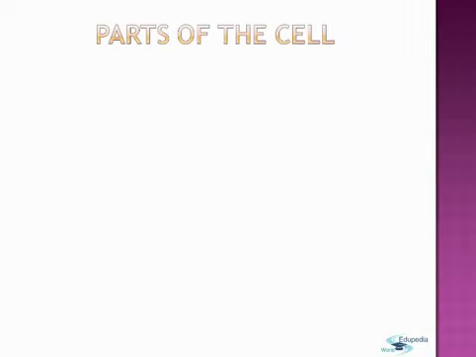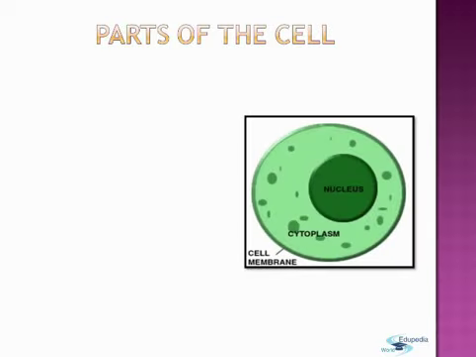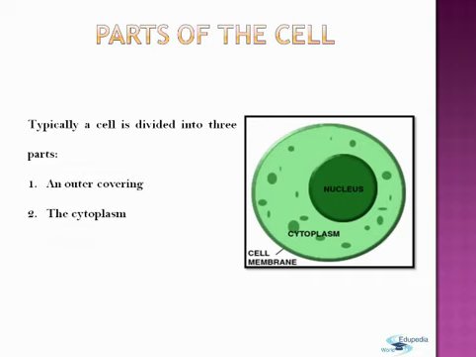Today we are going to start with another topic, that is the structure of the cell. Typically if we see the different parts of the cell, a cell can be divided into three parts: a central nucleus, the cytoplasm and the outer coverings.